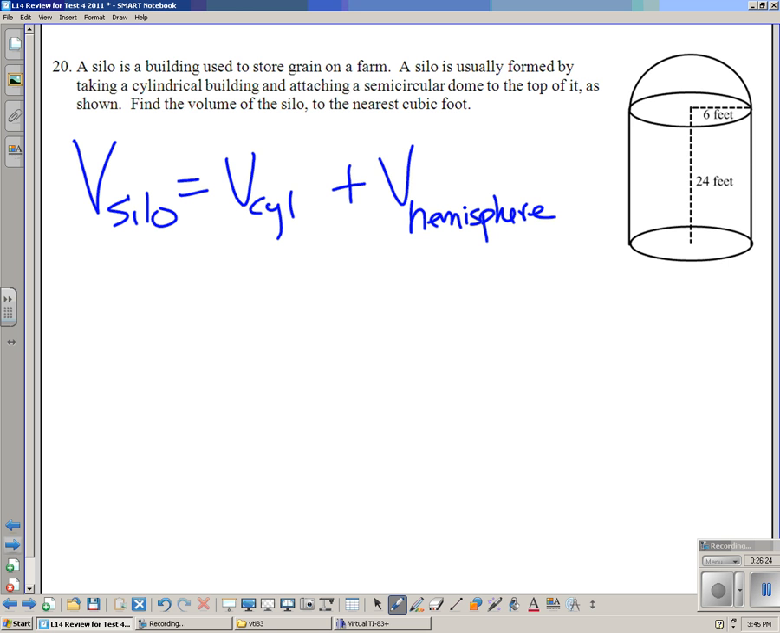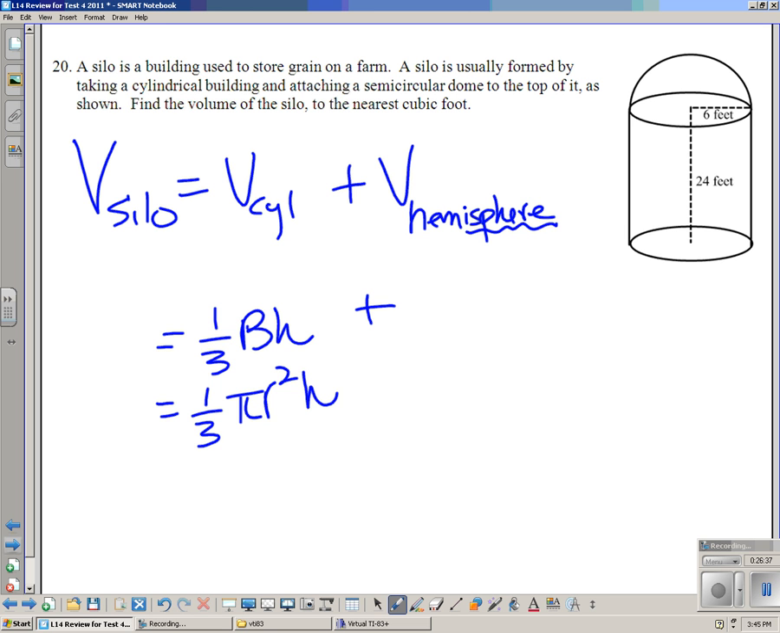They're both on our formula sheet. So, volume of a cylinder is 1/3 big B times H. Big B, because we have a circular base, is pi r squared. The volume of a sphere is 4/3 pi r cubed. A hemisphere is half of that, so we're going to put a 1/2 in here because we only have half of a sphere. Okay? So here is our formula. Here's what we need to plug into.